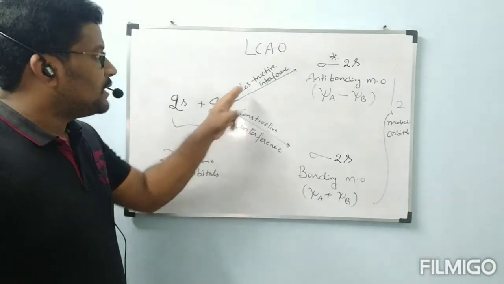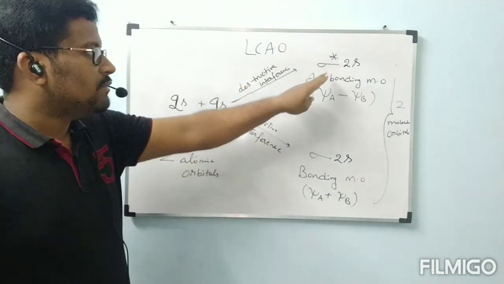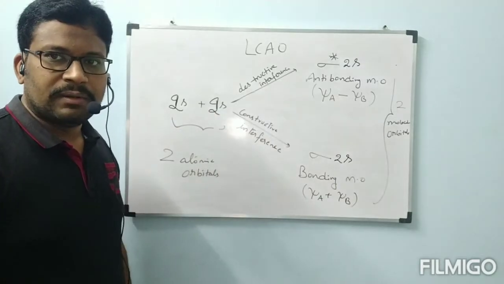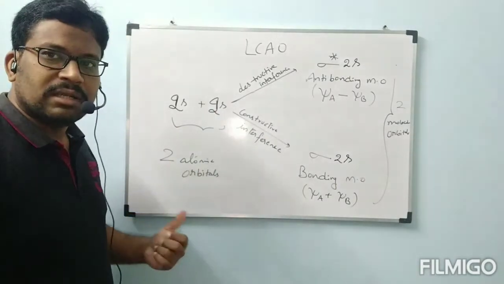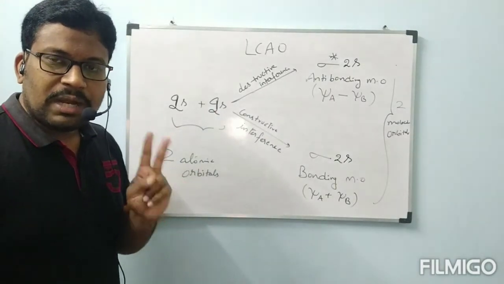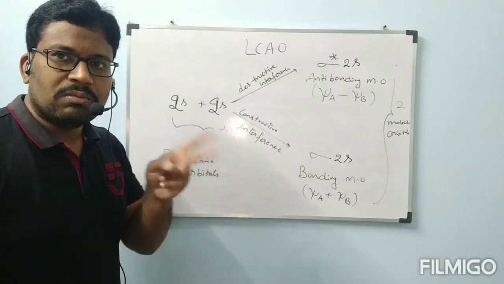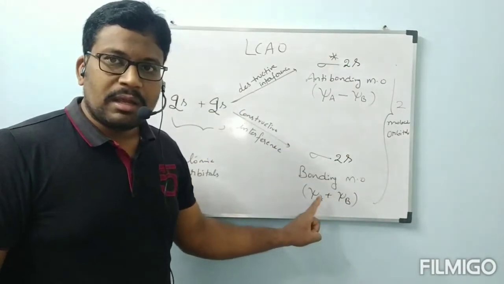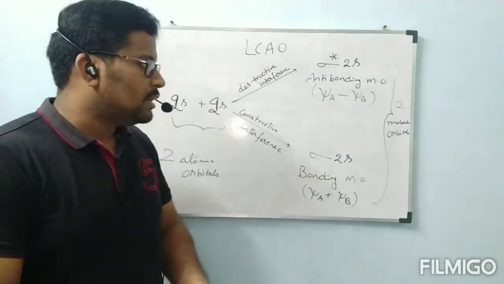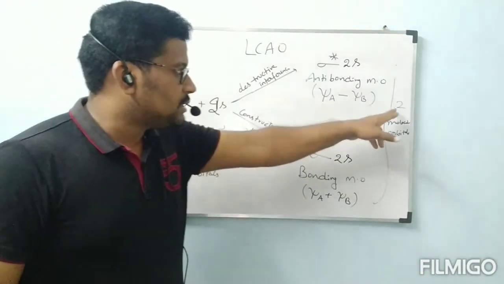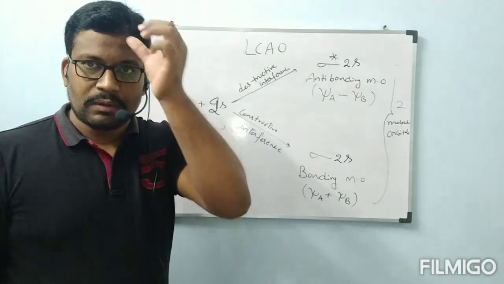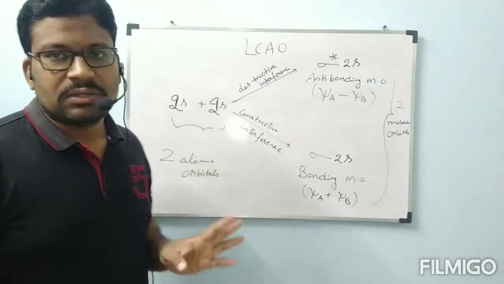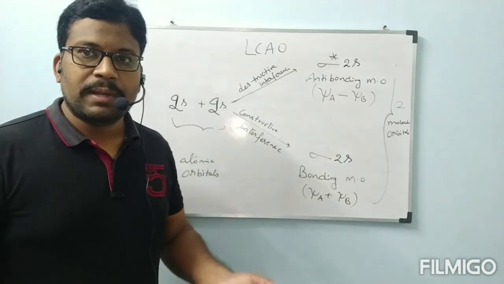Next, if they undergo destructive interference, they will form sigma star 2s, which is called an anti-bonding molecular orbital. How many atomic orbitals are there? Two atomic orbitals. Two atomic orbitals are combined to form two molecular orbitals. One is a bonding molecular orbital and the other is an anti-bonding molecular orbital. Both are commonly called the two molecular orbitals. If you are clear about 2s and 2s, next we will go through 2p and 2p.